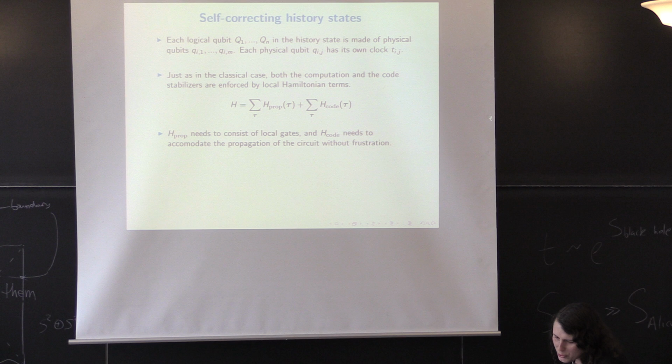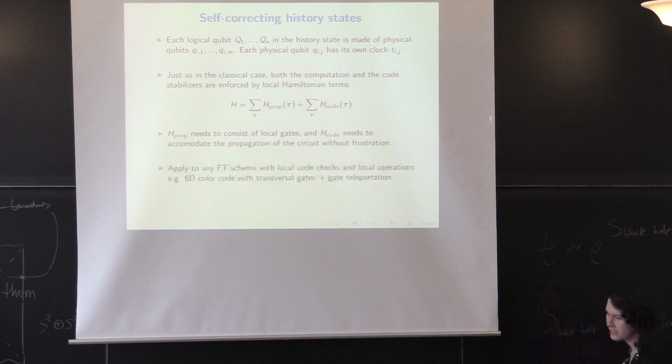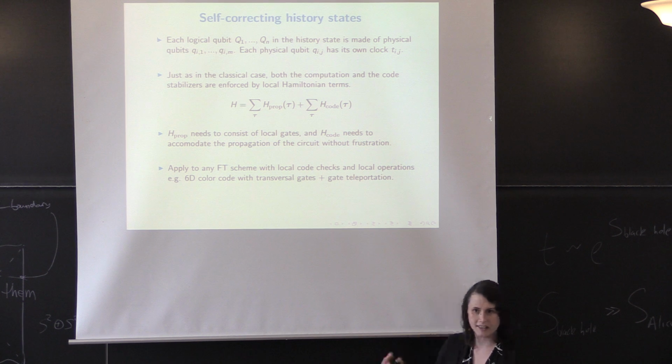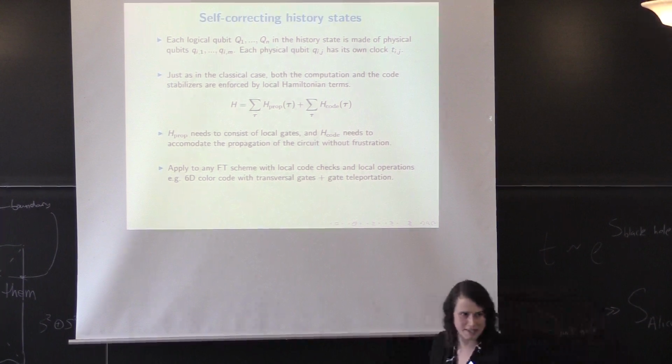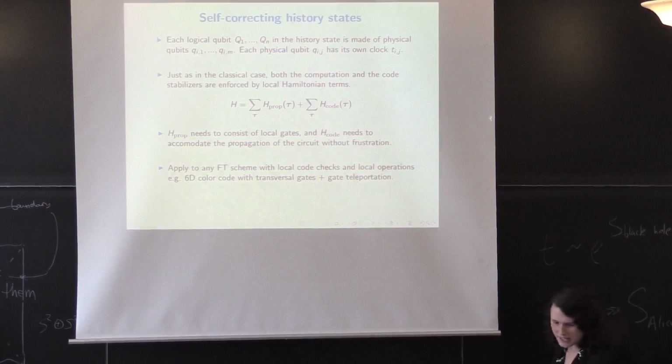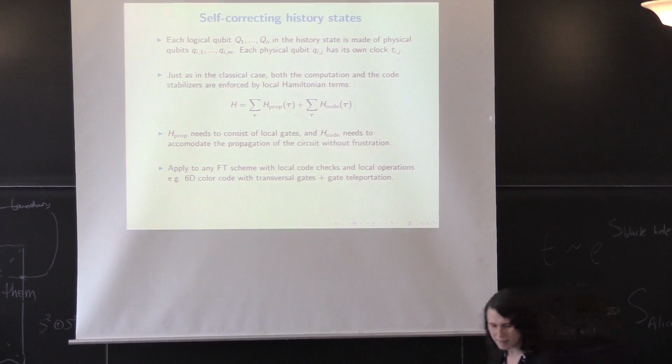So the propagation Hamiltonian needs to consist of local gates, and the code Hamiltonian also needs to accommodate the propagation of the circuit without there being any frustration, because this would lead to something like Anderson localization along the time direction. So really the scheme I described could apply to any fault tolerant scheme with local code checks and local operations to get your universal gate set. It's not restricted to the code model being self-correcting. That's just if you want this full thermally stable property. And actually for practical usage in quantum annealing and adiabatic computation, I'm also interested in applying this to smaller codes, but I won't go into that.